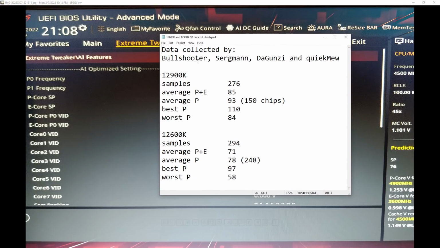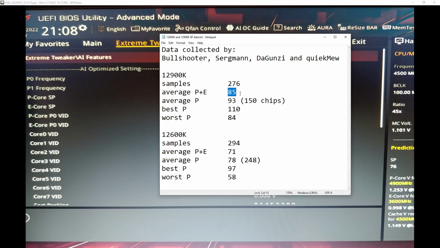The data was collected by Bullshooter, Sergman, Dagunzi, and QuickMew, who are all competitive overclockers from Germany, and they had access to 276 12900Ks, as well as 294 12600Ks. The average overall rating for the 12900Ks was 85.